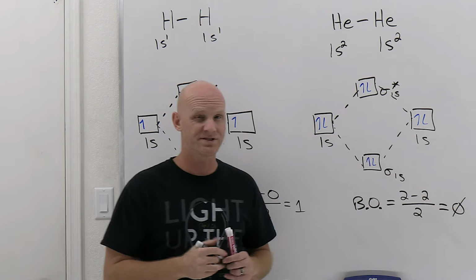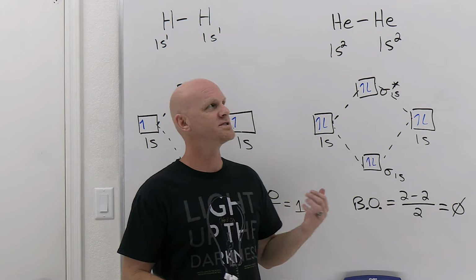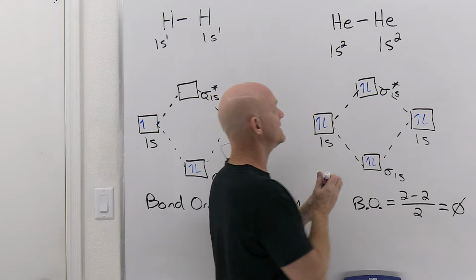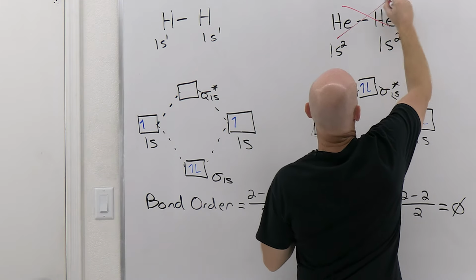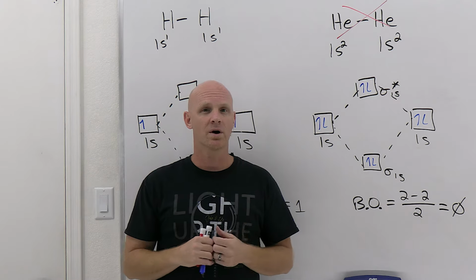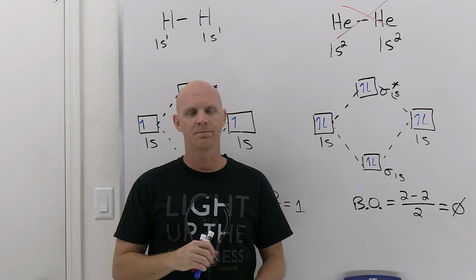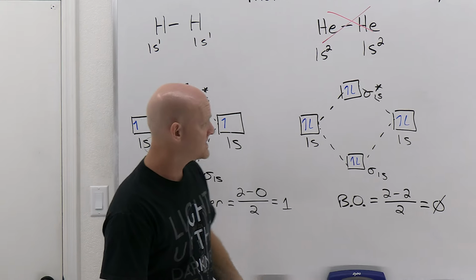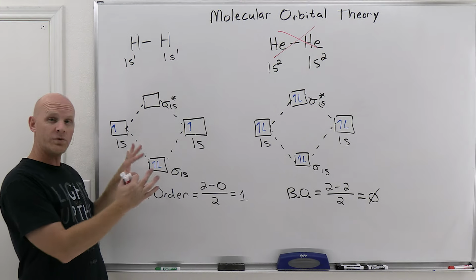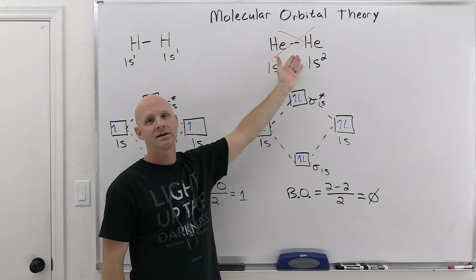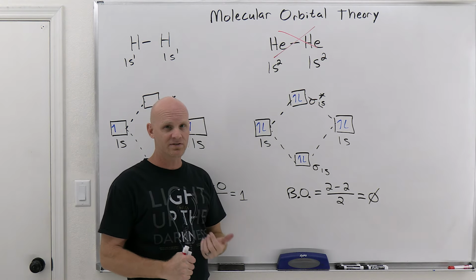And a bond order of 0 means there's no bond there, which means that this doesn't exist. There's no bond. This diatomic helium does not even exist. So typically, if you've got a positive bond order, anything higher than 0, we think there's a chance that that could exist. But a bond order of 0, that is something that does not exist. And so in this case, we've now explained, according to molecular orbital theory, why hydrogen is a diatomic, whereas helium is not a diatomic and doesn't exist as a diatomic.